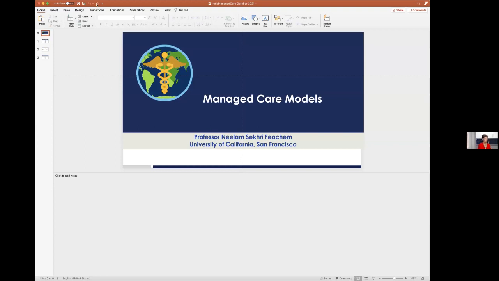Okay. So most people, when they think of managed care, think of this particular model. This is a vertically integrated health system. And it's the Kaiser model, which I, of course, worked in for many, many years.